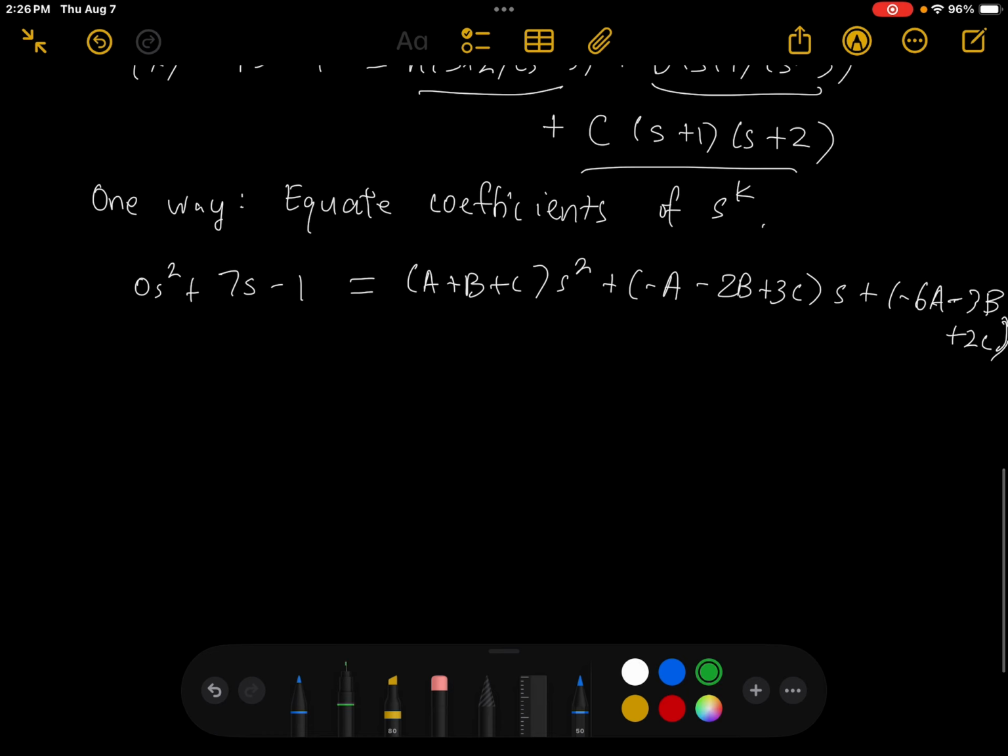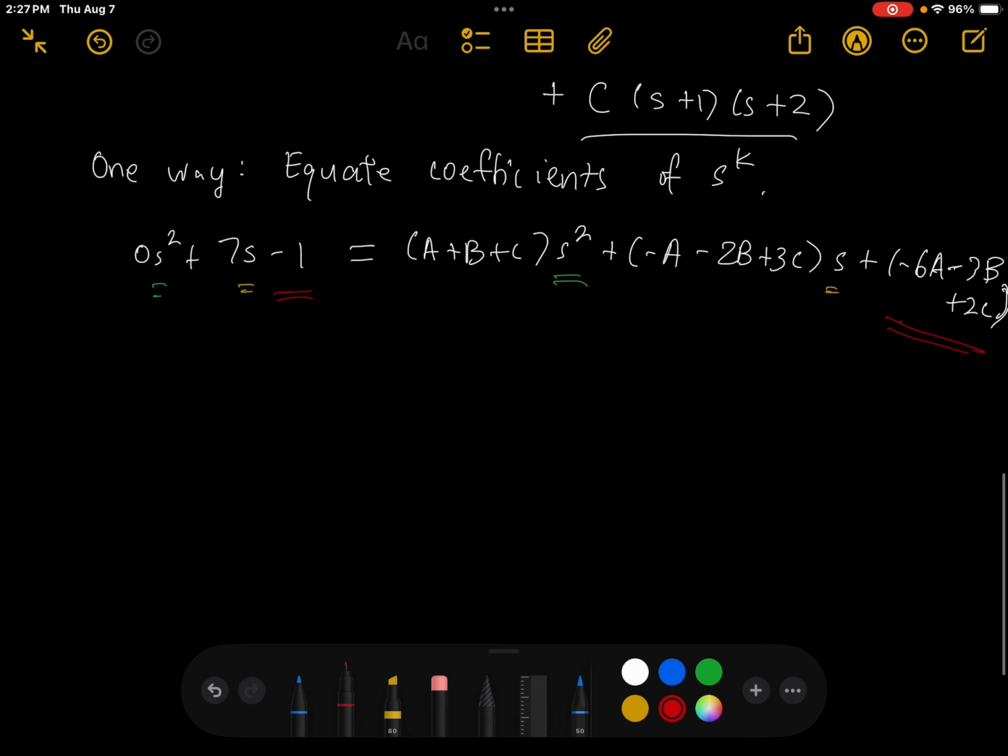So now you have something where you have s squared terms, you have s terms, and you have a constant term. This constant and that constant. And this is 7s plus negative 1, so the constant's negative 1. Well, you have these two polynomials, they're equal for all s. So you're not saying that these two polynomials intersect. It's not like when you have a parabola and a line and they meet. They're the same polynomial. So when you have that, the coefficients have to match.